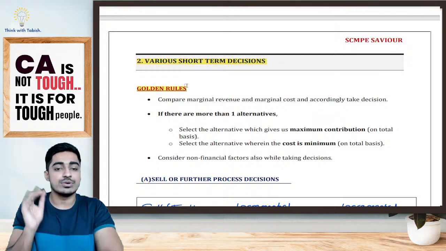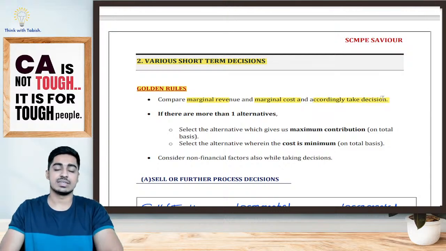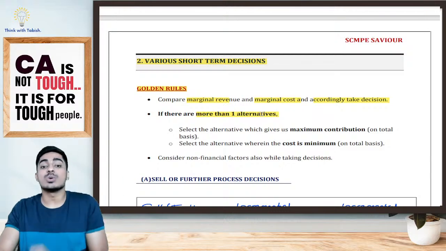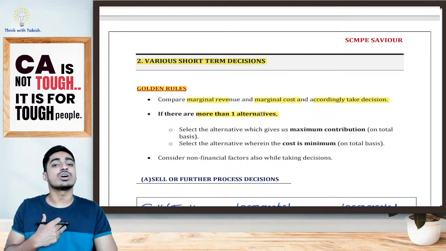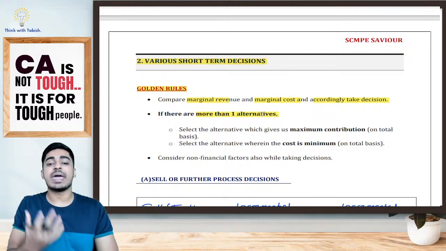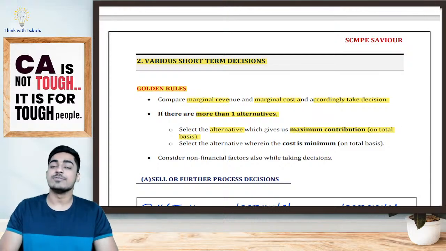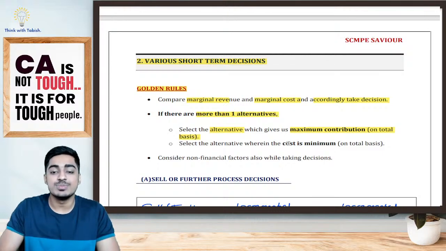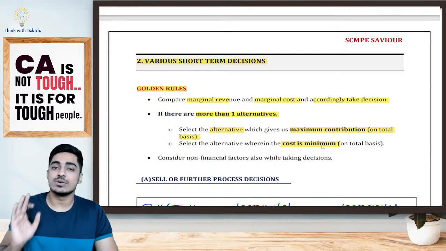It's the same thing we are going to do. We'll compare the marginal revenue with the marginal cost, and accordingly we will take the decision. Again, if we have more than one alternative, we need to select any one of those. Which one do we select? From the perspective of profit, a business organization wants the profit to be maximum. So we will select that alternative which gives us the maximum contribution on total basis. From the perspective of cost, the relevant cost should be minimum. Whichever alternative has the minimum relevant cost, that is what we are going to choose.